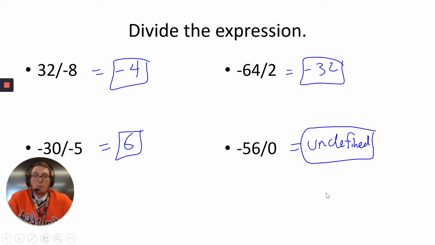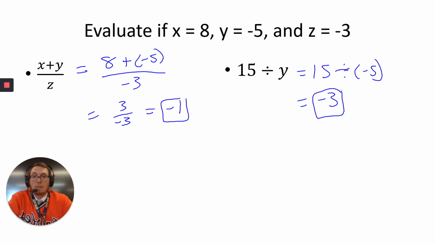Here's your undefined situation. Negative 56 divided by 0 should end up being undefined. And this negative divided by negative should be a positive. So your rules are the same. If you know them for multiplication, they should work with division.